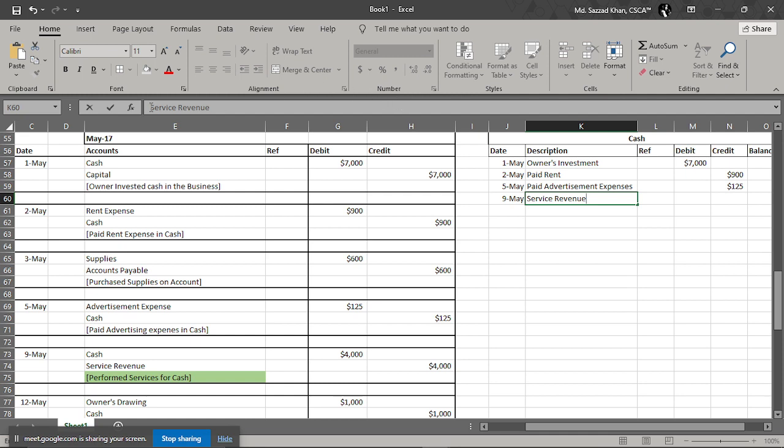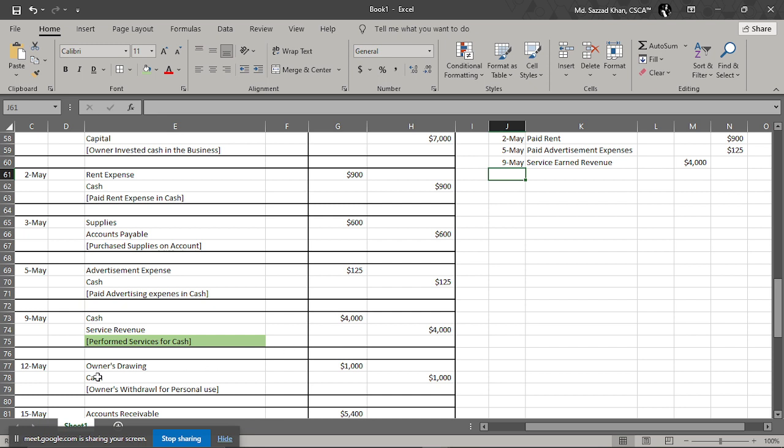Or what can we write in here? Service earned revenue, right? Because they paid me, which means cash has been debited. So we write 4,000. All right.